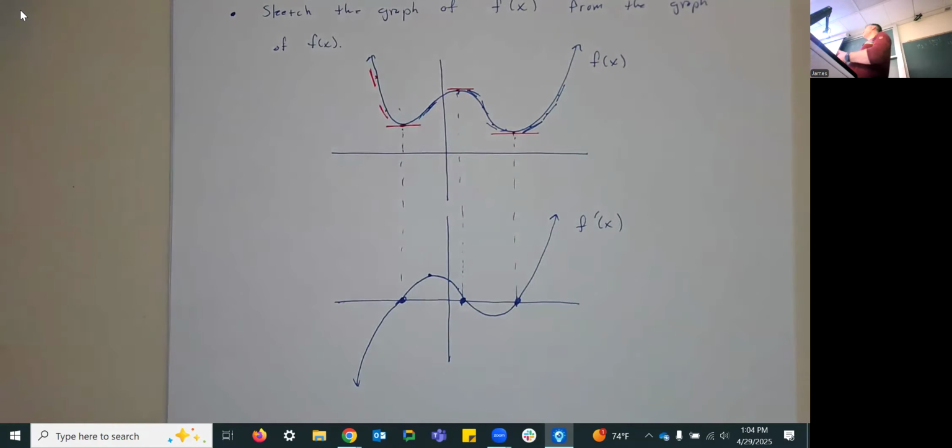So the values of the derivative are the slopes of the tangent lines of the original function. Or another way of saying that, the values of the derivative are the rates of change of the original function. Let's look at one more example.